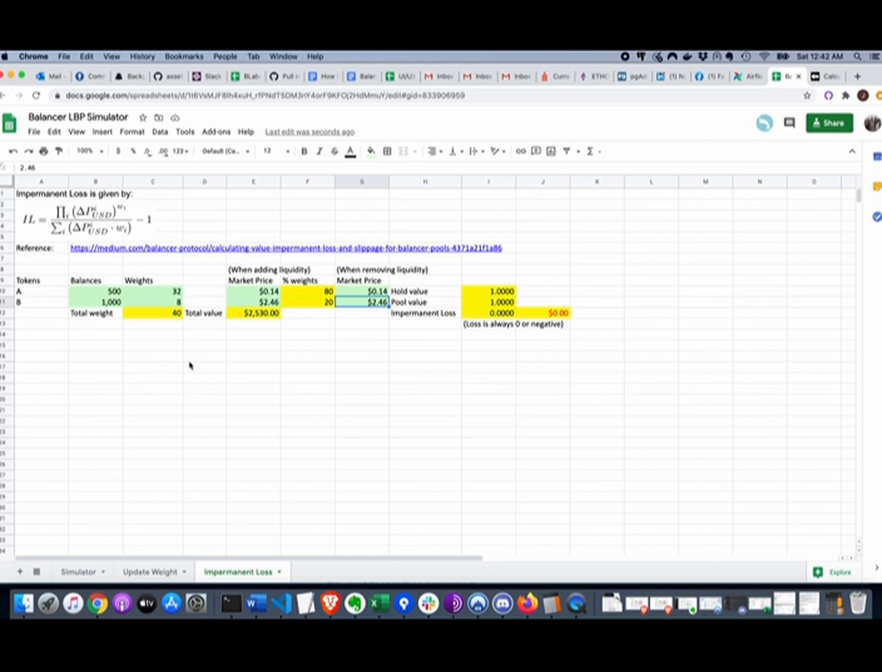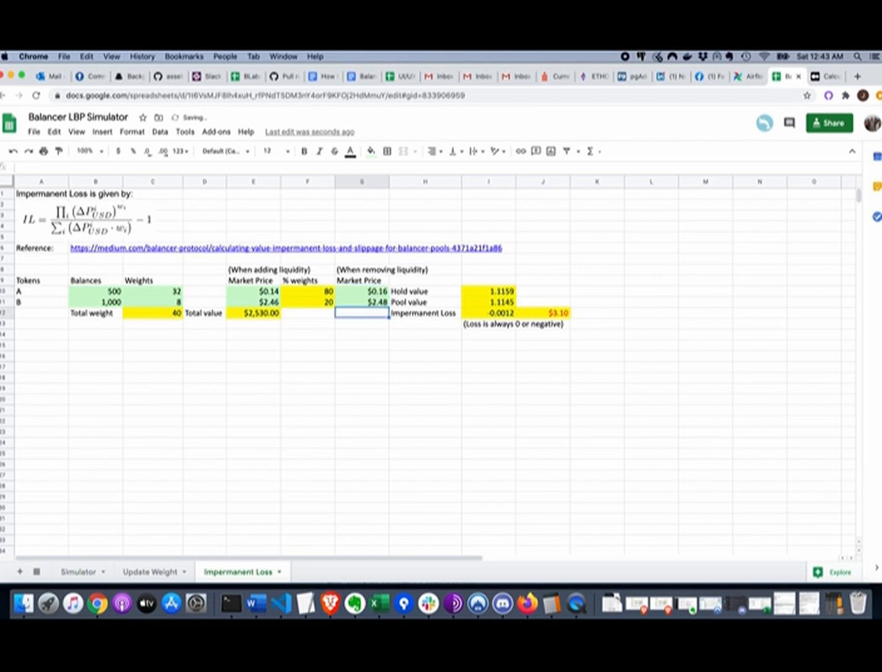So let's look at an example. We have our friends A and B, an 80-20 pool with prices and balances here at the time you add liquidity. So you deposited 500 A and 1,000 B, and at these prices, it's about $2,500. Now, if you exit a year later, and the prices are just about the same, maybe a little bit different, type in slightly different prices here, then you'll have a little bit of a loss.